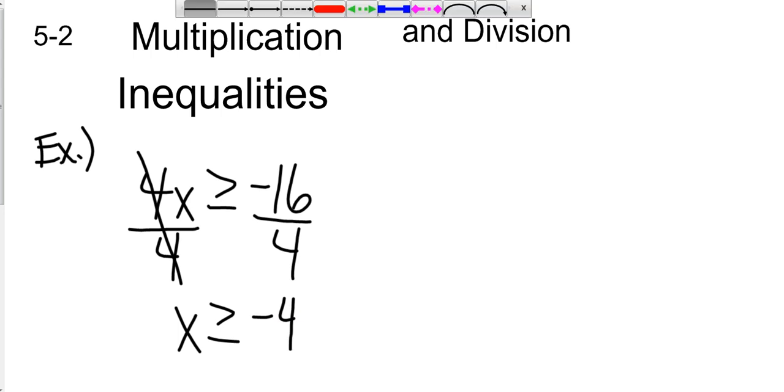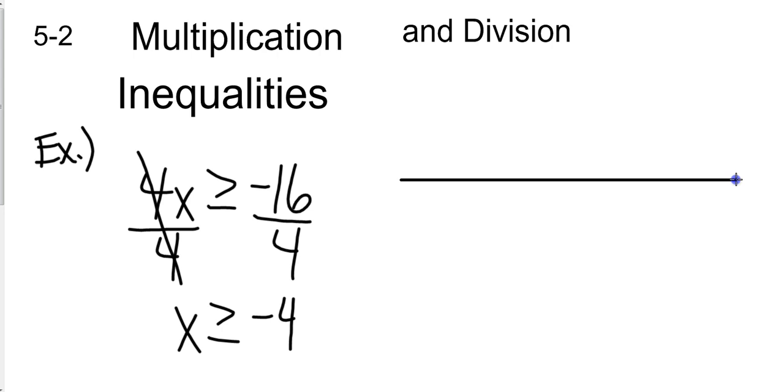Now they'll ask you to put these on a number line again. I'm going to take my number line here. And let's see, I need to get to negative 4. So I'm going to go with 0, negative 2, negative 3, negative 4. I'm going to go one more space. Now, above it, I'm going to have a closed circle because it's greater than or equal to. And when I read it, it says greater than. So greater than will go to the right. X is greater than or equal to negative 4.